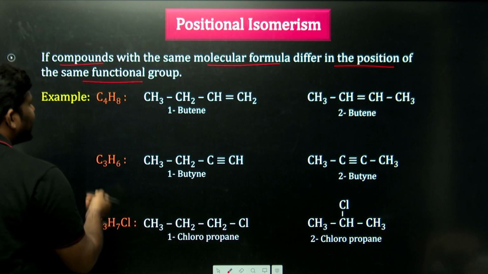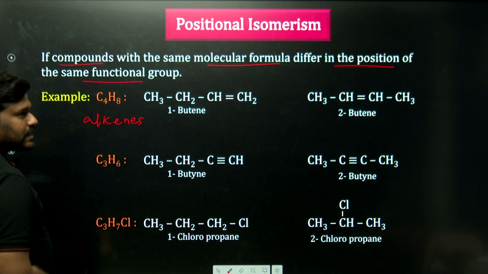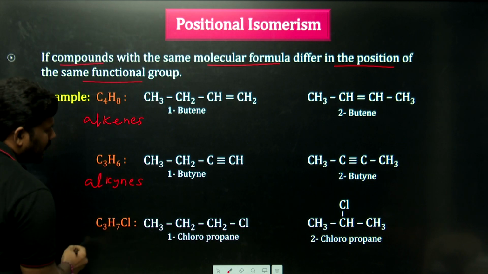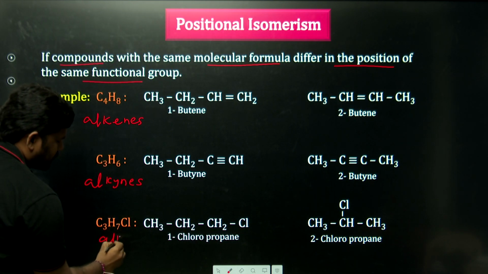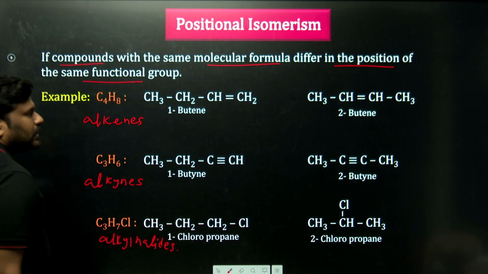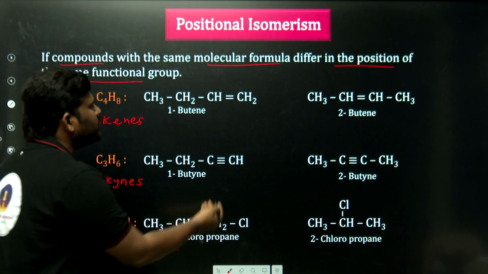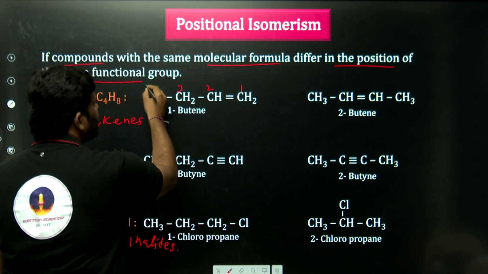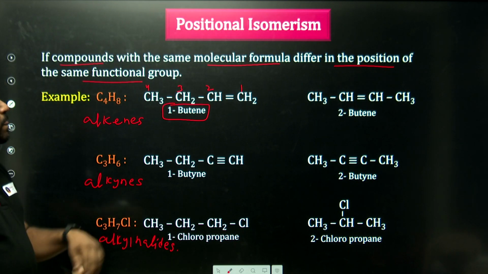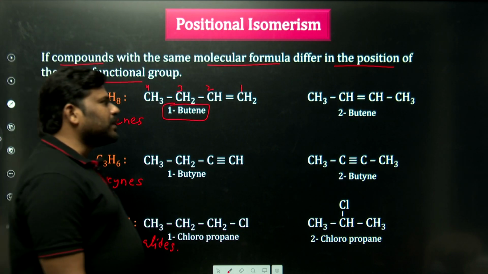For example, alkenes exhibit positional isomerism, alkynes also exhibit positional isomerism, and alkyl halides also exhibit positional isomerism. Sir, how can you check the positions? Simple. Here I am taking 1-butene: 1, 2, 3, 4. This is called 1-butene, the first compound. What is its molecular formula? C4H8. Now I am taking 2-butene.